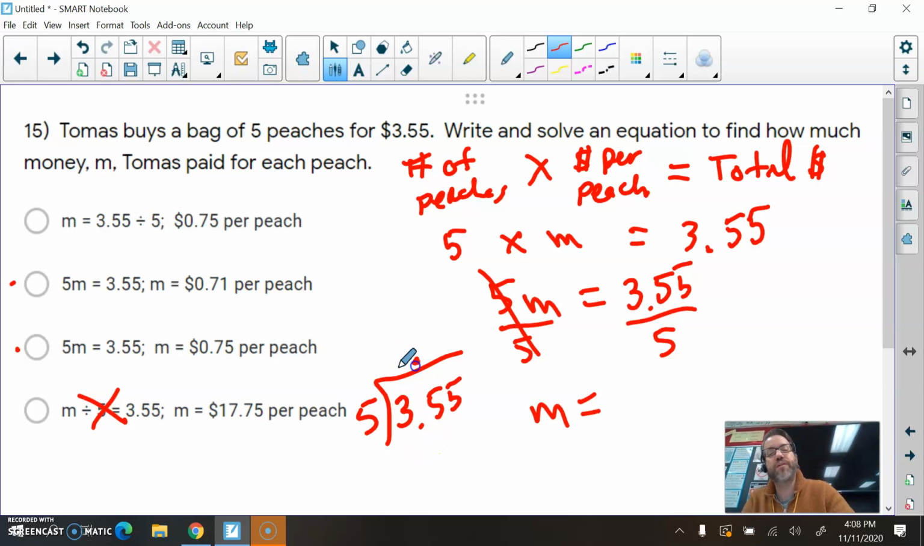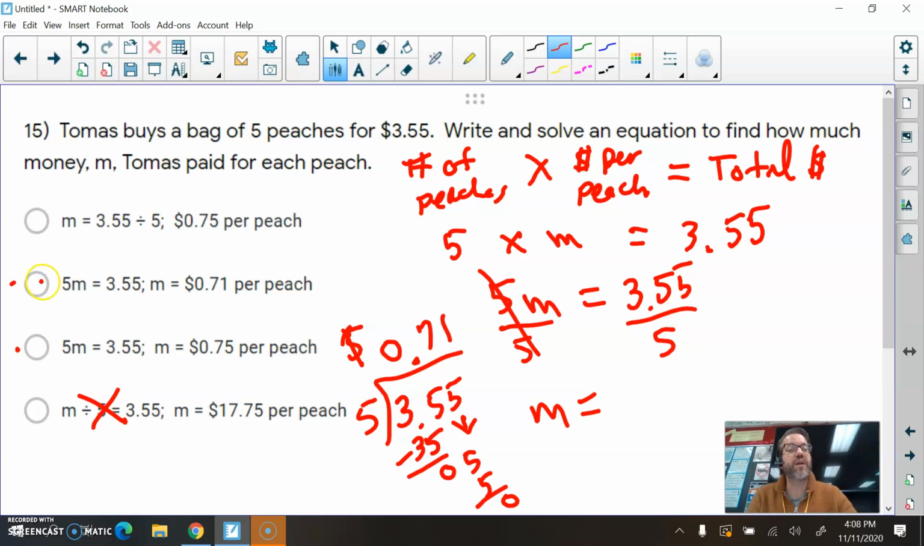Here's my decimal point. 5 goes into 3 0 times. Okay, we're almost done. 5 goes into 35 7 times. 7 times 5 is 35. We get a remainder of 0. But I have one more digit to bring down, a 5. 5 goes into 5 once. And we get a remainder of 0. So it is 71 cents per peach, isn't it? Which means our answer choice is this one right here. Okay, 71 cents per peach.